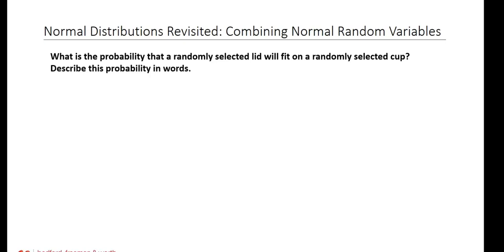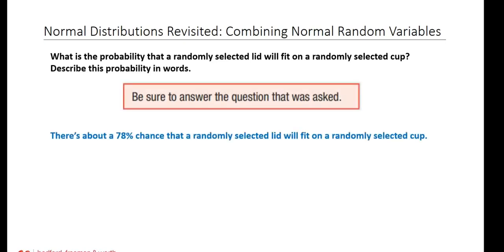What's the probability? Describe this in words. There's about a 77.7% chance that a randomly selected lid will fit on a randomly selected cup. Don't round it to 78. 77.7 would be fine, or 77.66 would be fine.